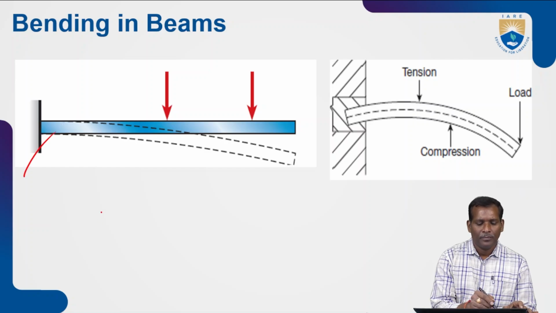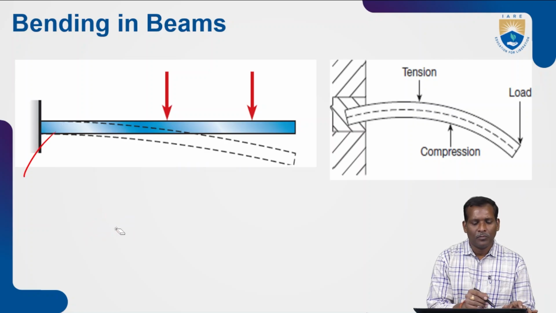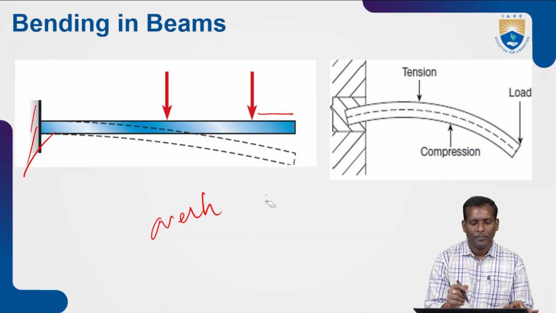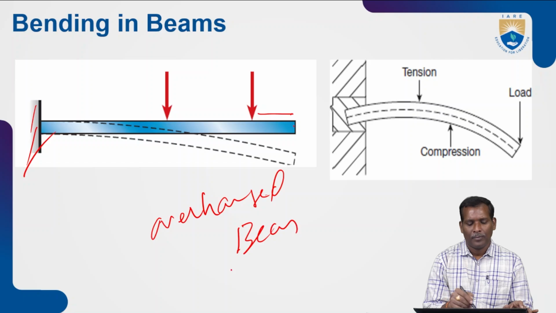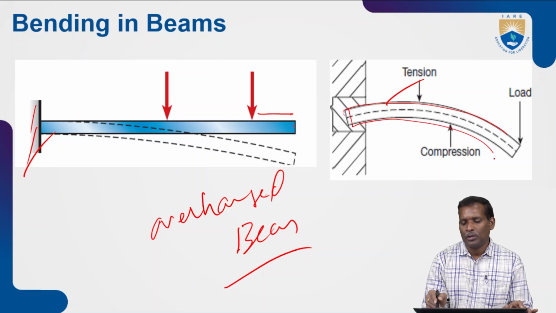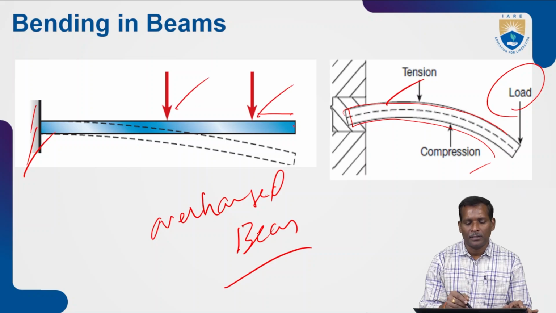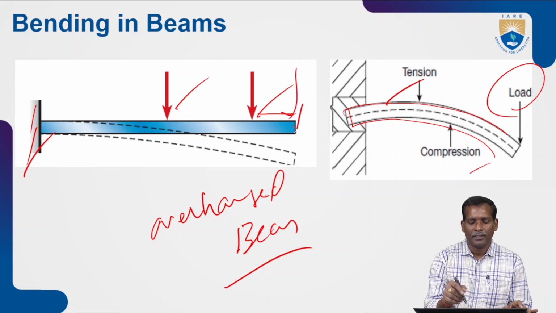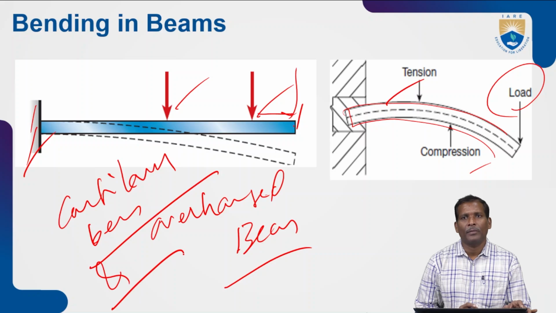So one more diagram is shown here. The cantilever beam: one end is fixed, another end is free, and this is an overhanging beam. So some portion is overhanged here, not at its free end. Overhanged beam. So in this case the tension is in the upper portion, and the lower one is in compression. The load is acting at its free end in this case. Suppose it is acting like this, so this is a cantilever beam. Cantilever and overhanging.